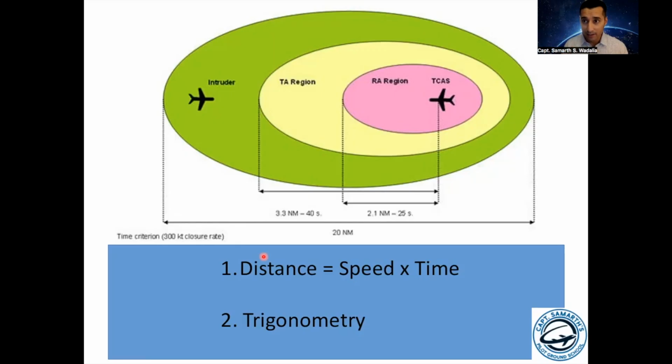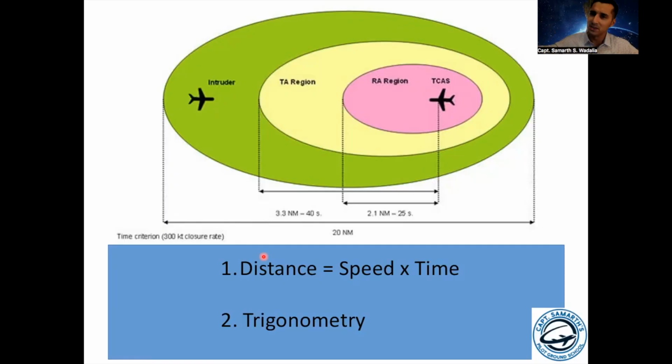So it's amply clear, I hope, that the bubbles around your aircraft, the traffic advisory and the resolution advisory regions around your aircraft are not distance related, they are time related. You might want to think about it for a moment. Why are they not distance related? Why couldn't we just keep it simple and say my aircraft has one traffic advisory bubble around it, one resolution advisory bubble around it, and it is distance related, not time related?